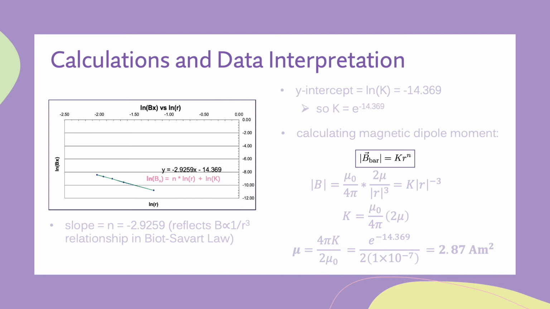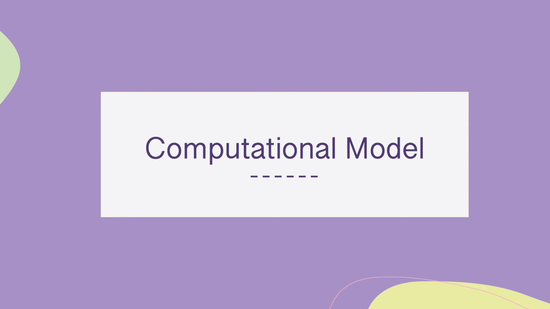The y-intercept of the graph represents the natural log of k, so we can calculate the value of k as shown. Next, we can calculate the magnetic dipole moment by rearranging the Biot-Savart law and the distance dependence equation to solve for mu. I found my magnetic dipole moment to be 2.87 ampere square meters. Lastly, I will show my Glowscript model of the magnetic field system.